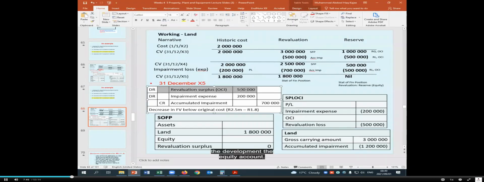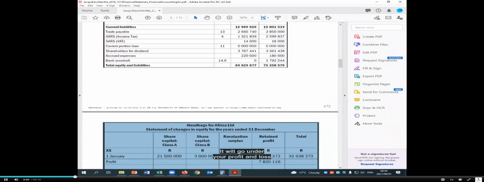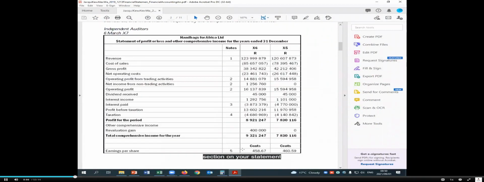Right, we'll reverse the revaluation, the equity account. So to debit, it will decrease revaluation. And then to go below the 2 million, that will be an impairment. So you will debit impairment expense. Your impairment expense is a normal expense. It will go under your profit and loss section in your statement of comprehensive income.